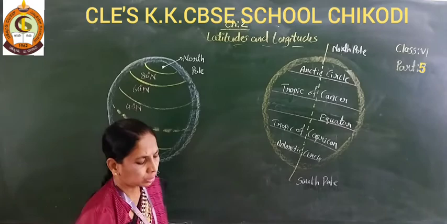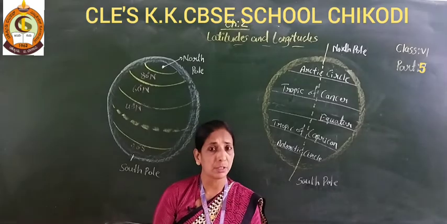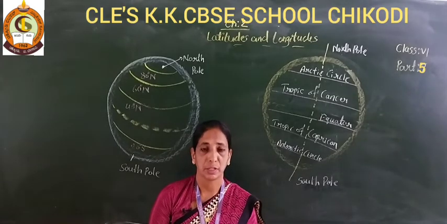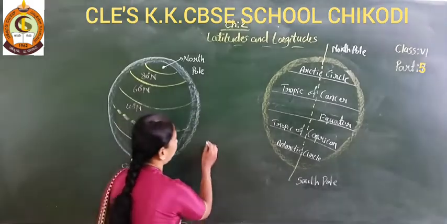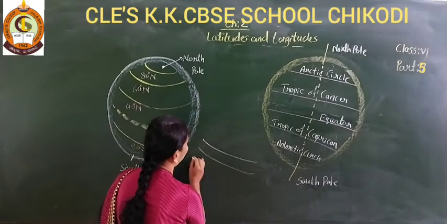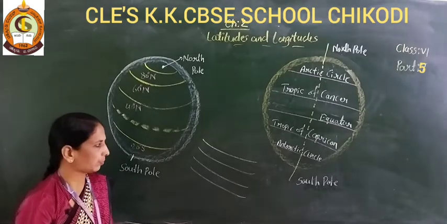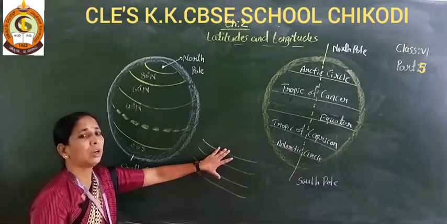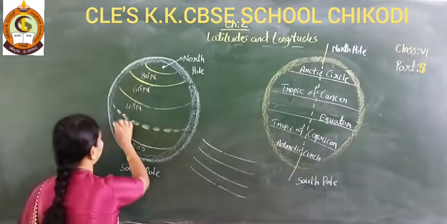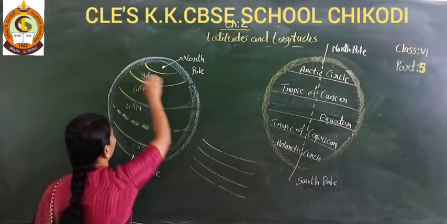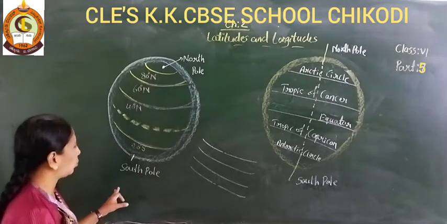See students, what is latitude? Latitudes are imaginary lines. They move parallel to each other, like these horizontal lines. Latitudes are horizontal lines and they run parallel around the sphere. These are the parallel lines.